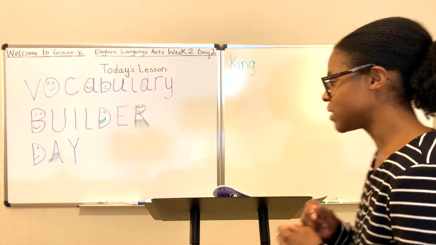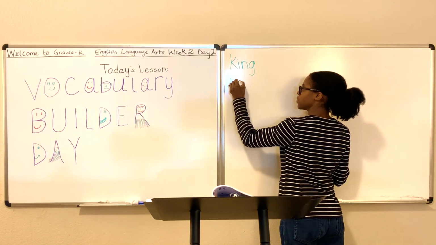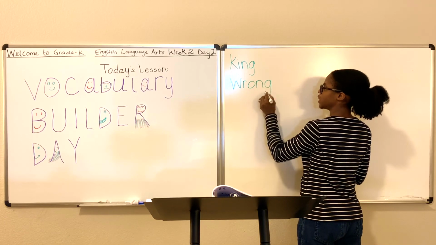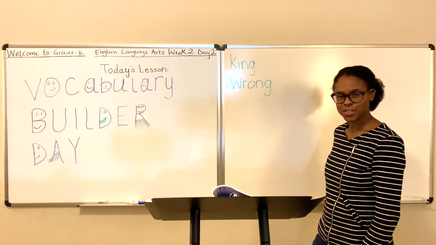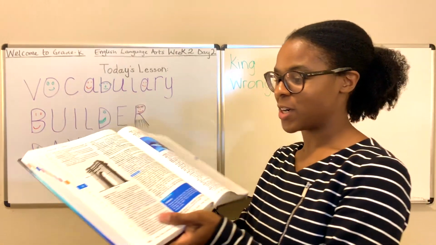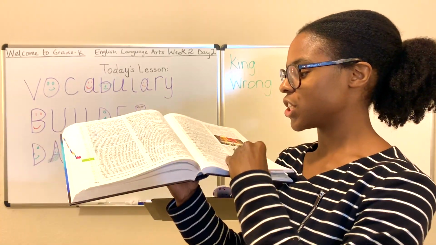Let's find another word. Let's look up the word wrong. Wrong is spelled W-R-O-N-G. Wrong. What is wrong with being wrong? Well, it is wrong to be wrong because wrong is wrong. Is that right? Now let's just find wrong in the dictionary.